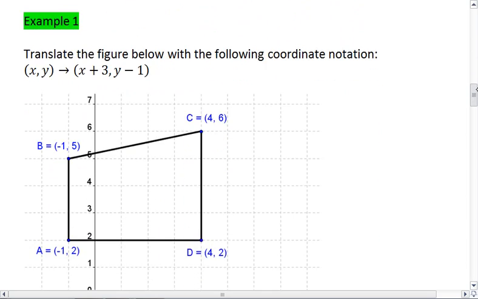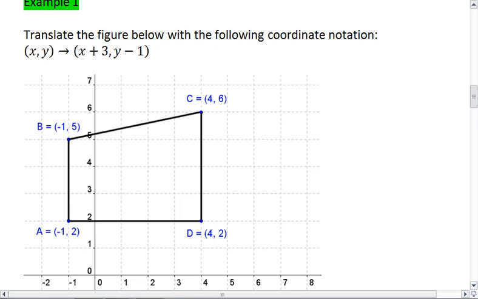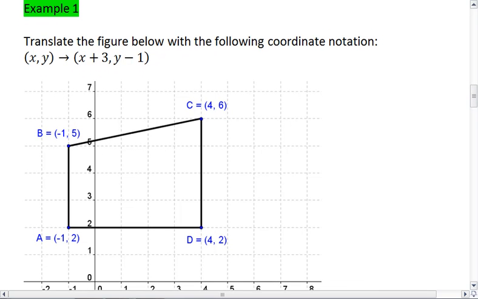Okay. For example, let's translate this figure with the following coordinate notation: x, y maps to x plus 3, y minus 1. Try this on your own first, and then resume the video when you're ready to check your solution. Alright, that we're going x plus 3 and y minus 1 tells us to go right 3 and down 1. So if I look at A, I'm going to go right 3 and down 1.